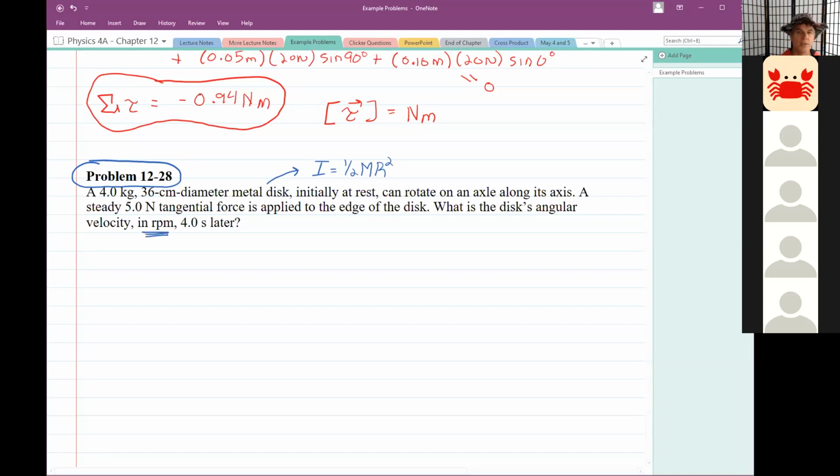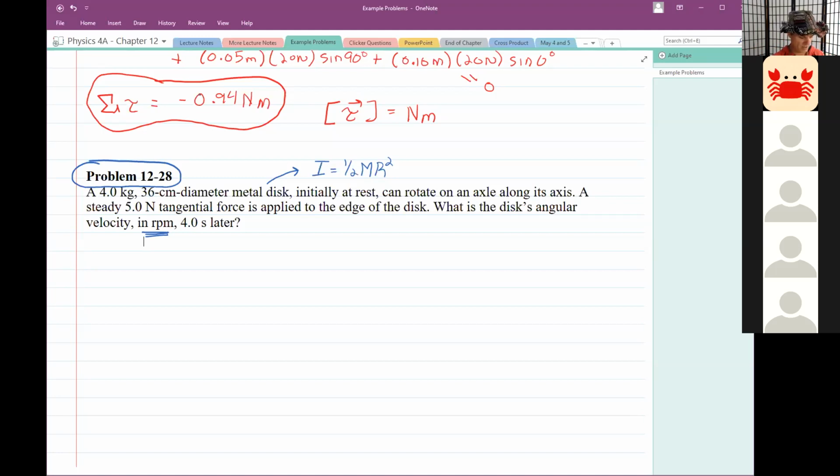A couple things about this. When you're dealing with angular quantities, you want to do everything in radians, and then at the end convert into revolutions per minute or revolutions. So when you're using equations of constant angular acceleration, angles have to be in radians, angular velocity in radians per second, angular acceleration in radians per second squared. We're given a force which is exerting a torque, causing this disc to accelerate angularly, and we want to know what its velocity is 4 seconds later.